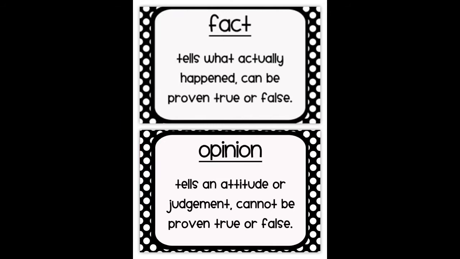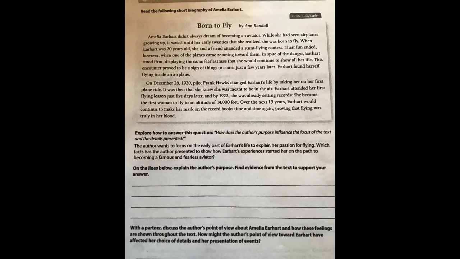Okay, so let's go on to page 188, where it's the beginning of the story. The first part of the story is Born to Fly. It's by Anne Randall. It's a short biography of Amelia Earhart.